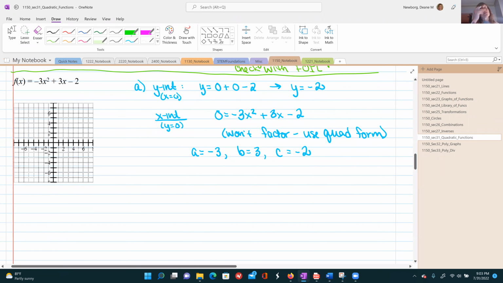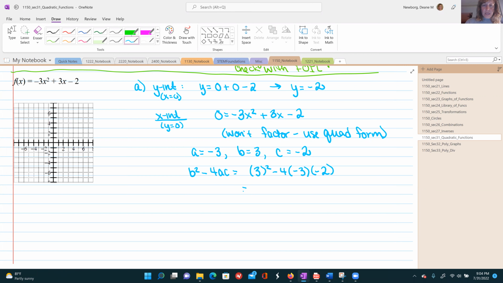I like to do the part under the square root first, which is b squared minus 4ac. That's called the discriminant. I'm never going to test you on that, but you might see it in the book. Okay, so b is 3, so I'd have 3 squared minus 4 times a is -3 times c is -2. So what do I have? 9 minus 4 times -3 times -2 is +6. So I'd have 9 minus 24, which is -15.